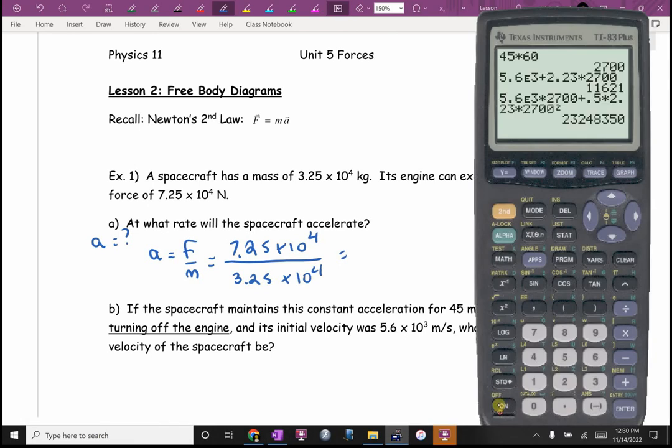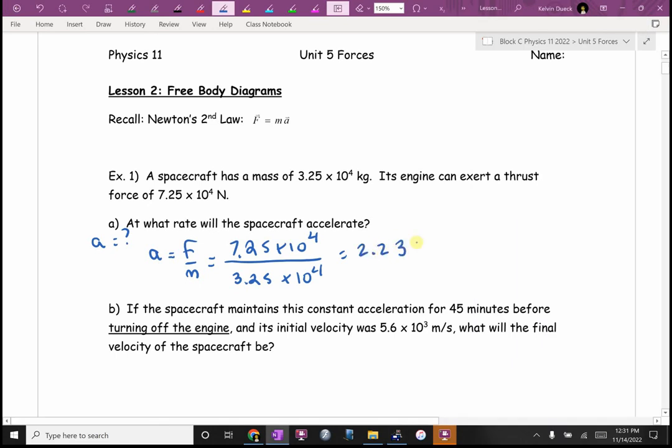All right, get your calculators out, folks. 7.25 scientific notation button 4 divided by 3.25 scientific notation button 4. Probably the 10 to the 4th cancel, but just to remind yourself where your scientific notation button is, it might be worth practicing typing it in. What'd you get? 2.230 and change. Units, it's an acceleration. Meters per second squared.